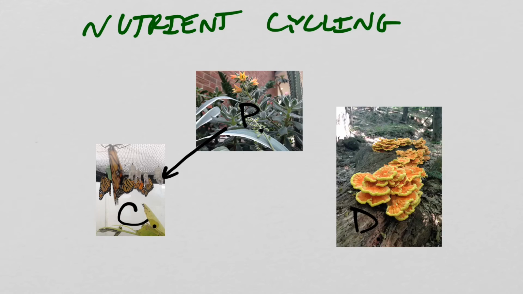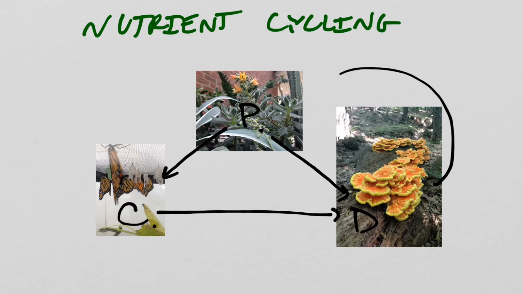And from there, both from consumers and also from producers, we have decomposers breaking down those sugars, using them to build their own bodies and also for energy. And decomposers return those nutrients to the environment, where they are once again incorporated by producers into their own bodies.